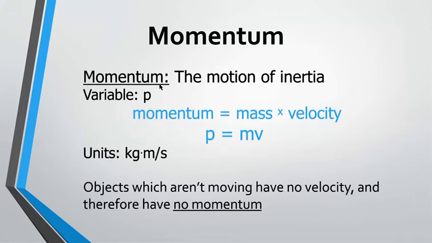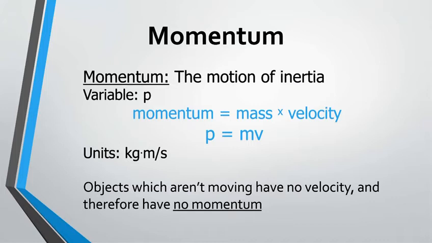So momentum can also be defined as the product of the mass and velocity of the object. So P is equal to mv. The SI unit of momentum is kilogram meter per second. This relation shows that the more the mass of an object, the more its momentum will be.